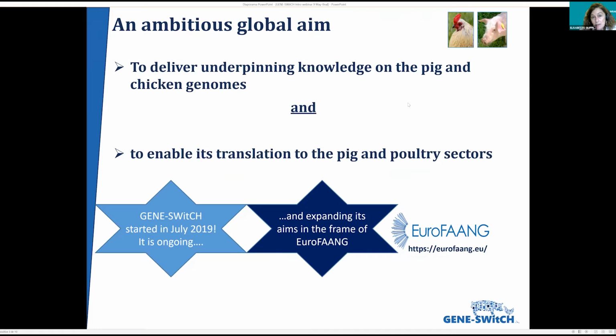GENE-SWitCH has an ambitious global aim, which is made of 2 components. We want to deliver underpinning knowledge on the pig and chicken genomes and to enable its translation to the pig and poultry sector. So it's really a step forward, beyond the simple annotation of genomes. We started in July 2019. So work is ongoing, and as you may have heard in other presentations or events, we are also connected to other H2020 projects and expanding our aims in the frame of Eurofang. You see the website as a reference.